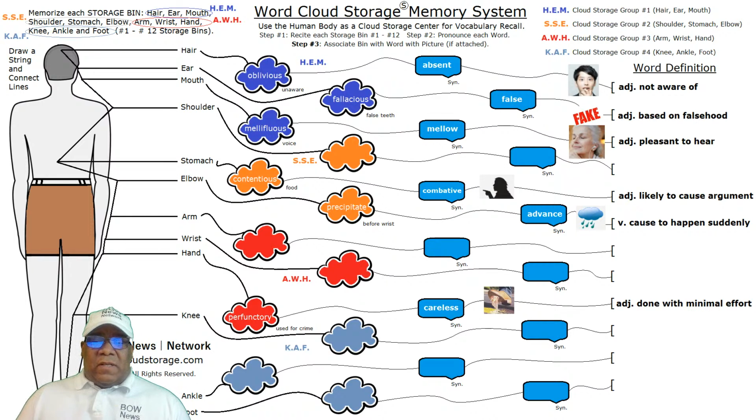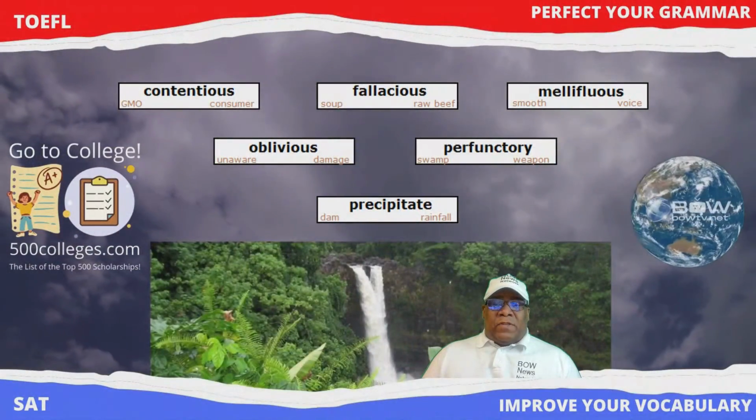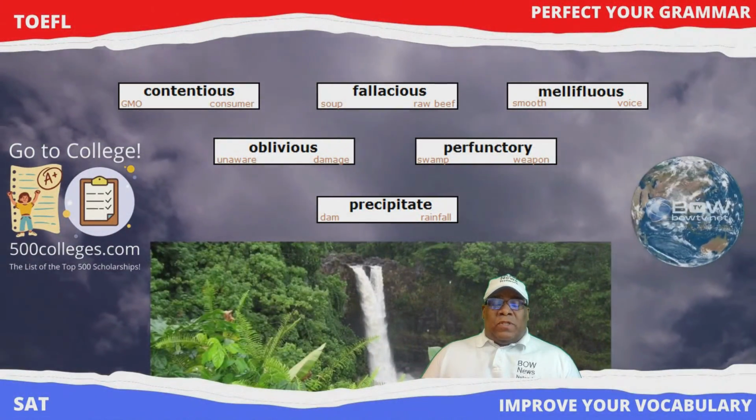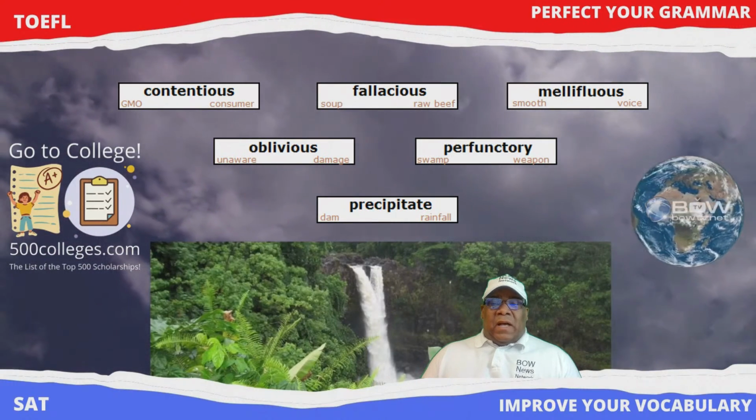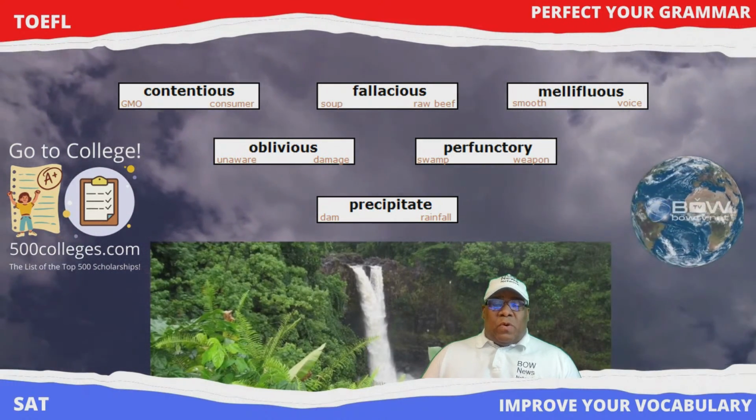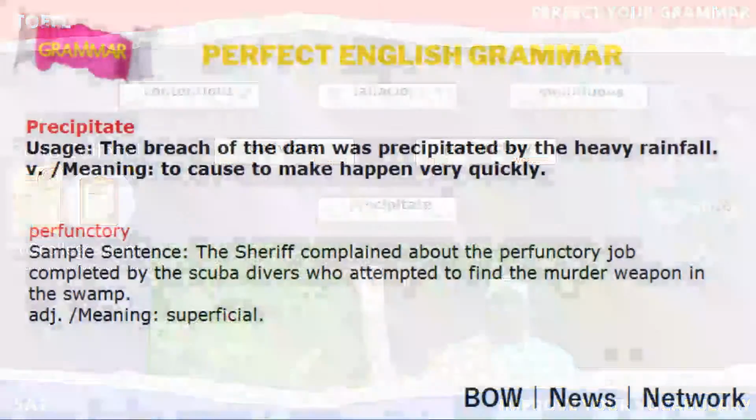Synonym careless, and we see someone's picture the word, a shoe stepping into some bubble gum on a pavement, which most people hate, but it's done with minimal effort. Adjective, done with minimal effort. Perfunctory. So now we know that this word has to do with minimal effort, and we're associating the words swamp and weapon, those 2 keywords from our sample sentence.